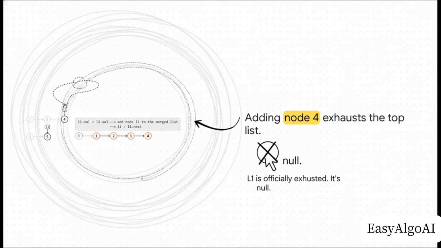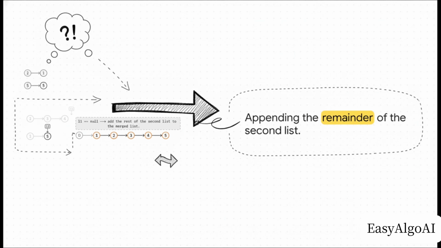It's pointing to null. Now, once that first list is completely empty, the final rule kicks in. We don't need to do any more individual node-by-node comparisons. Because both original lists were already sorted, if one list completely empties out, literally everything left in the other list must be larger than what we've already merged. So we simply attach the entire remainder of the second list, in this exact case, node 5, directly to the end of our merged list in one swift operation.